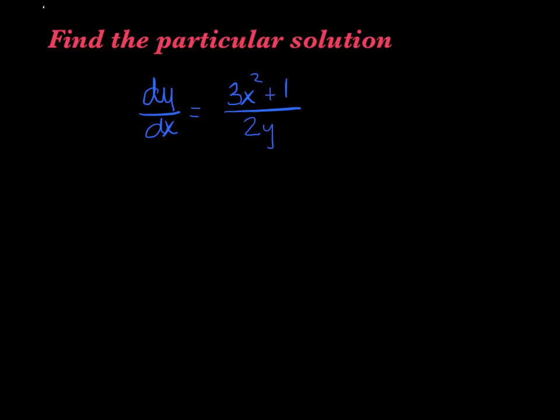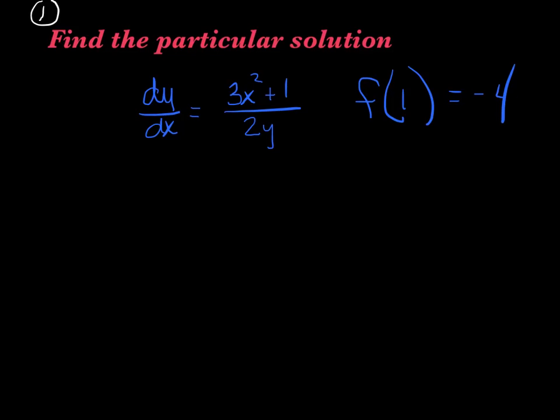All right, question 1. Find the particular solution to dy dx equals 3x squared plus 1 over 2y, and, oops, I left off, given this initial condition, f of 1 equals negative 4. All right, so my first move is, remember, these are separable differential equations. We need to separate the variables.